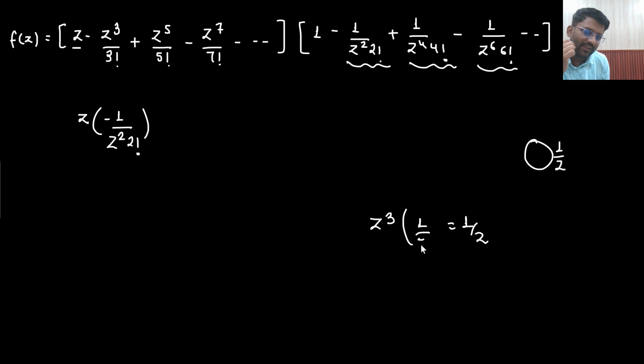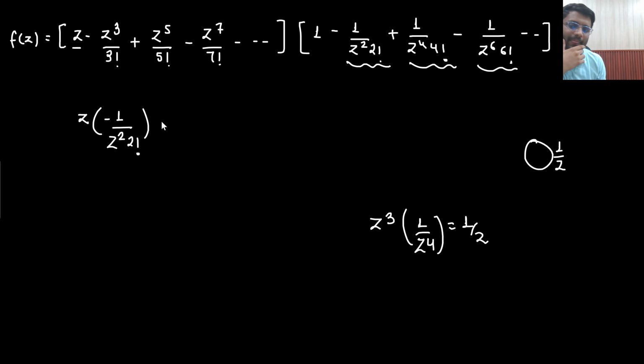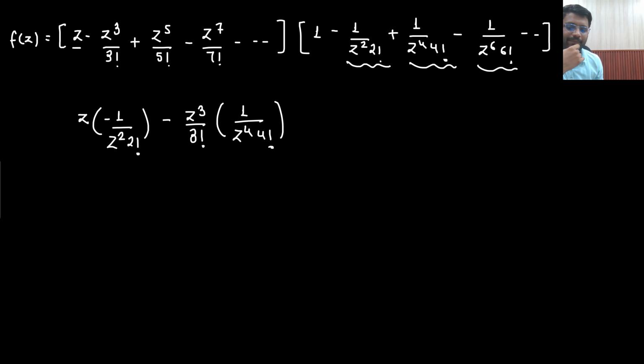Sir, when I multiply it with 1 by z to the power 4. That means this z to the power 3 is being multiplied with 1 by z to the power 4. Then the thing will be done. That means this z to the power 3 divided by 3 factorial will be multiplied with 1 by z to the power 4 divided by 4 factorial. What you will get? You will get the factor of 1 by z. Say yes or no. Like this is a big expression, no?